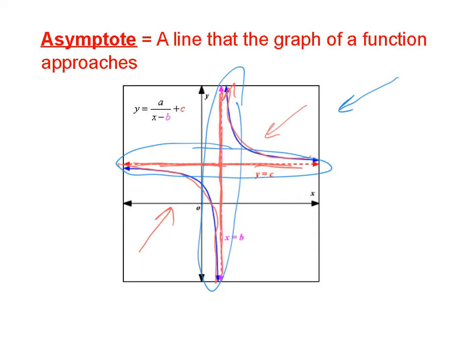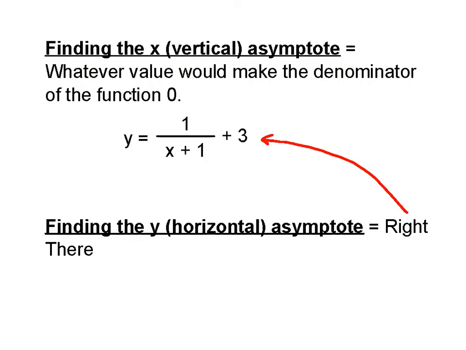you're doing these graphs. So to find the x or vertical asymptote, you decide whatever value you'd have to put in for x to make this bottom 0. Because remember, you're not allowed to have 0 in your denominator. So whatever value for x would make that 0 would be your vertical asymptote. So in this situation, our vertical asymptote is x equals negative 1. That'll be the vertical line that our graphs never quite touch.